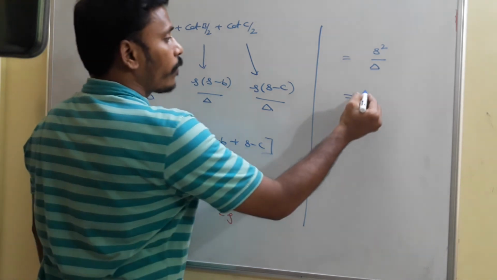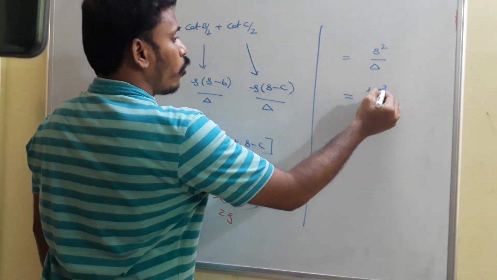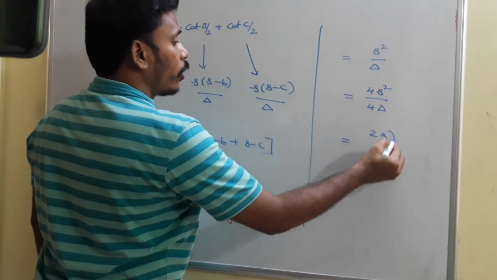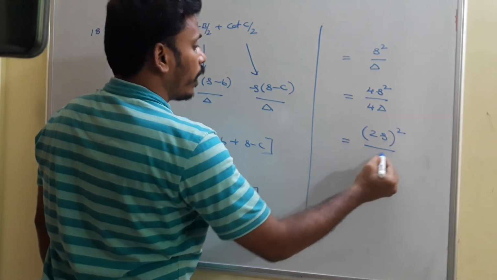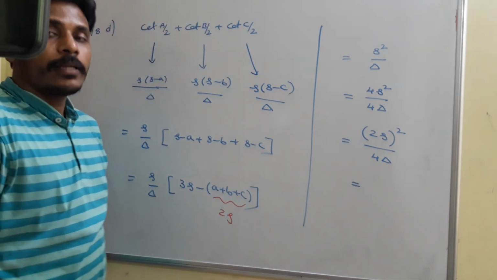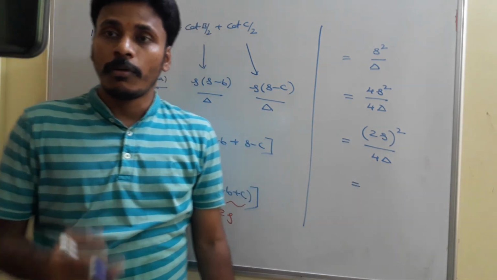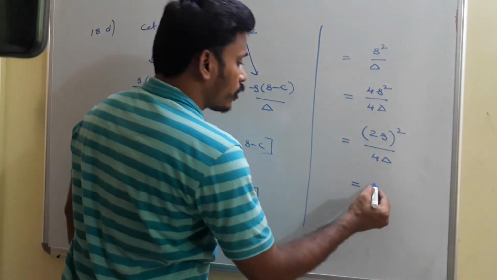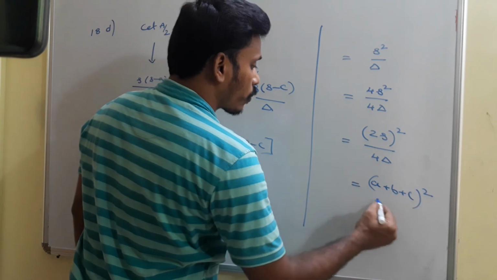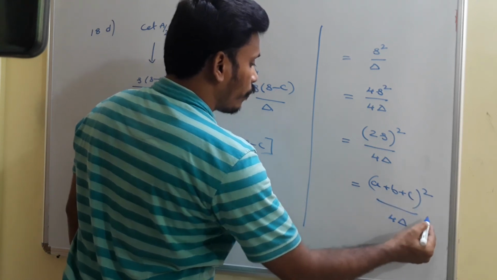See, 4 delta, you just multiply with 4: 4s square by 4 delta, and in the numerator 2s whole square by 4 delta. And what do you say about 2s? 2s is the perimeter, which is the sum of the sides, and then you replace this 2s with a plus b plus c. So a plus b plus c whole square divided by 4 delta.